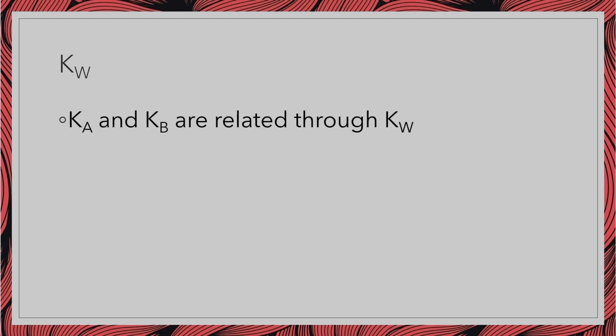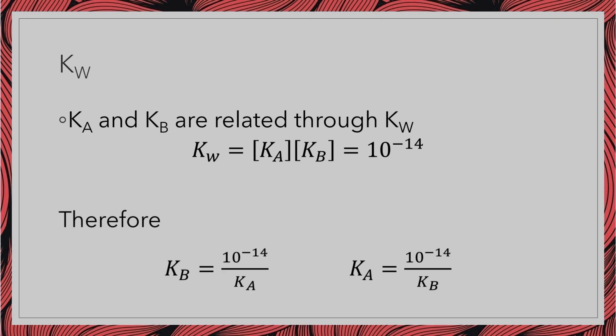Okay. Now, why did I bring up Kw again? Well, because Ka and Kb are actually related through Kw. So Kw is Ka times Kb, and it should always equal 10 to the negative 14 for a chemical system. So therefore, Kb is 10 to the negative 14 over Ka, or Ka is 10 to the negative 14 over Kb.